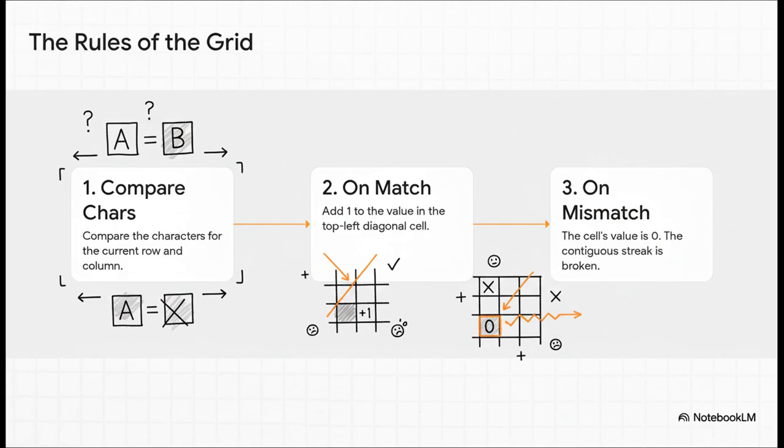The real beauty of this whole thing is how simple the rules are. For every single cell in that grid, you just ask two questions. Do the characters for this row and column match? If yes, look at the top left diagonal cell and add 1. If no, just write a 0. That's it. That's the entire algorithm.